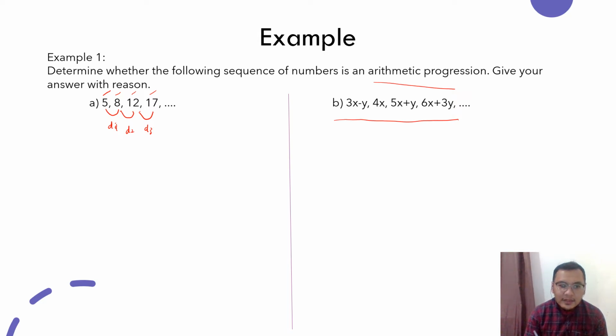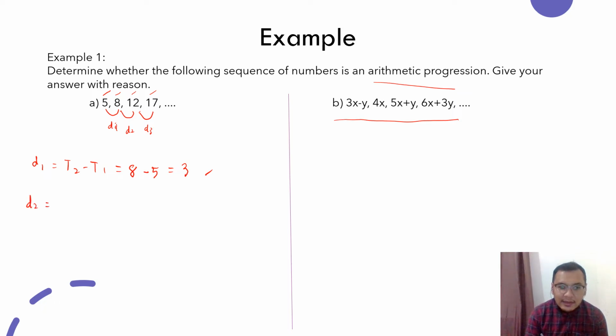What is the difference between D1, which is T2 minus T1. Okay, T2 is 8 and T1 is 5. Okay, so 8 minus 5 is 3. Okay, settled for D1. Let's go to D2.